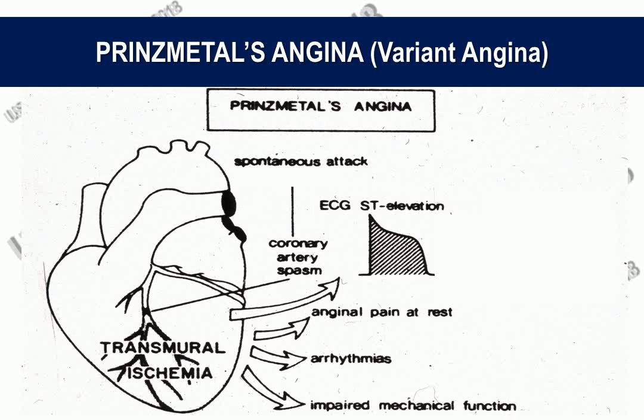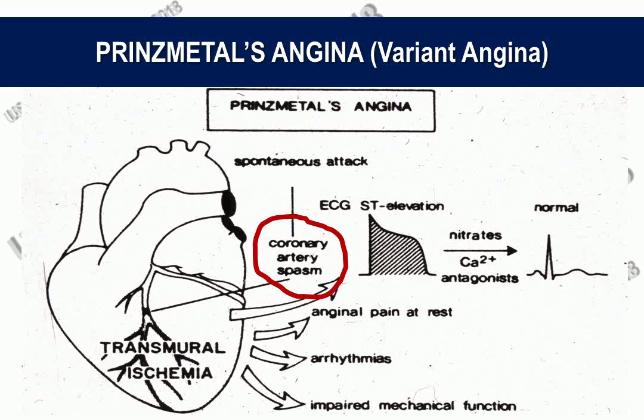They present with anginal pain at rest. Sometimes, in worst cases, they can present with arrhythmia and even heart failure. But the pathophysiology is a coronary artery spasm, and that can cause ischemia of the myocardium. But when you give these patients nitrates, either nitrates or a calcium channel blocker, you relieve the chest pain and you cause resolution of the ST segment elevation. And so this is the typical angina that is caused by coronary artery spasm.